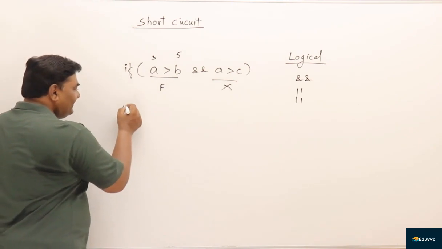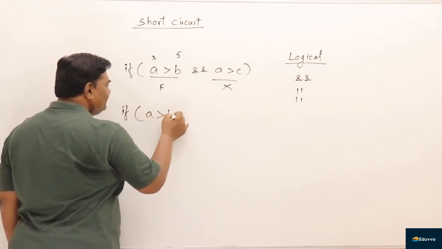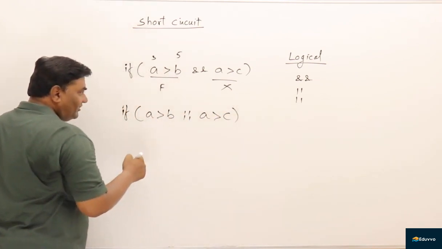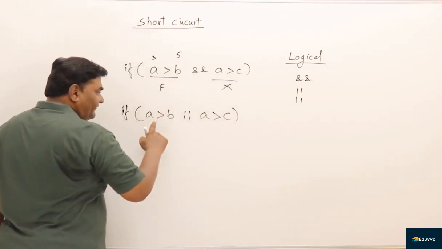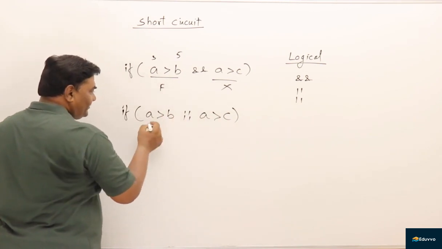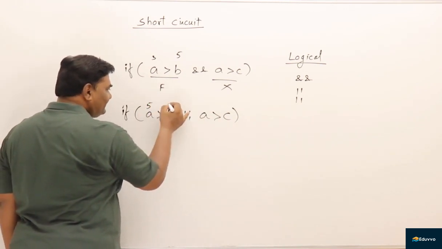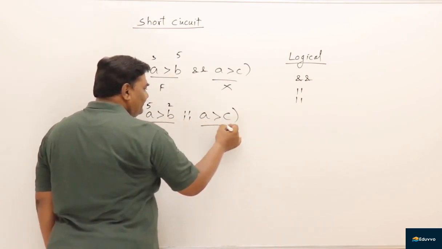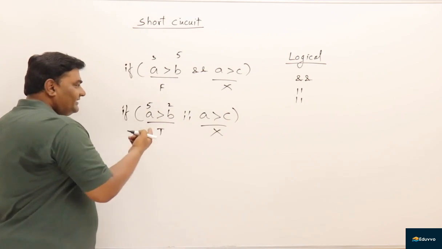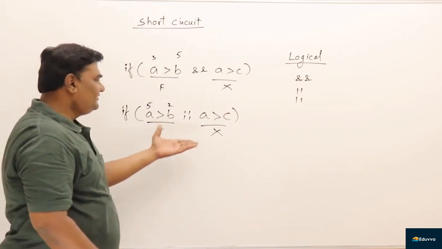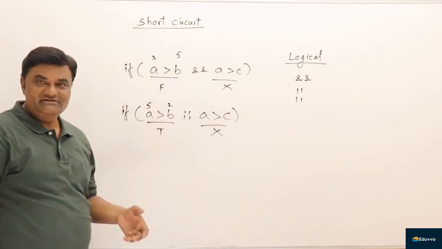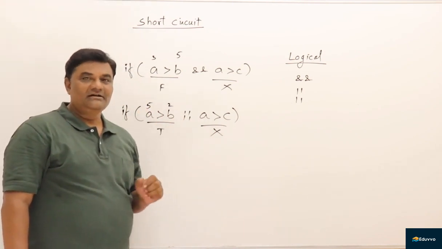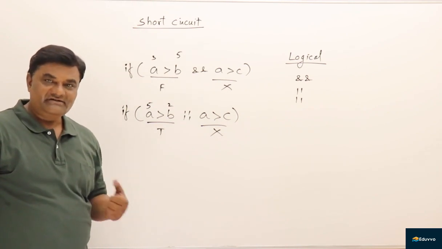And the same way, if I write A greater than B or A greater than C, now it is combined with OR. So OR will be true if any one of the conditions is true. Suppose this is 5 and this is 2, then this condition will be true. And once this is true, it will not check the other condition, because one true condition is sufficient. No need to check the rest. Even if it is checked, the result is true only. This mechanism done by the compiler is short circuit.